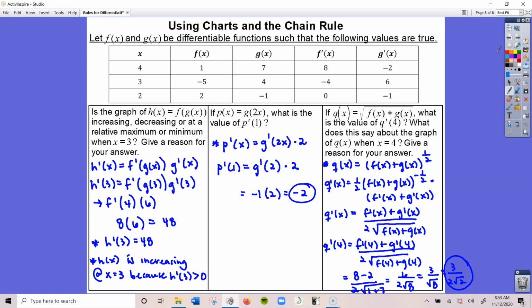Now, the question does have a follow-up, which is, what does this say about the graph of q of x when x is equal to 4? Because my derivative is positive, that means that my function is increasing. So we would say that q of x is increasing at x equal to 4 because q prime of 4 is greater than 0. And that's a chain rule.